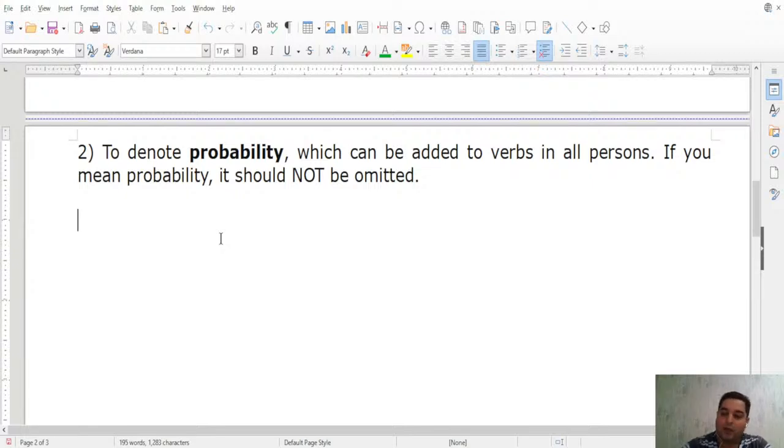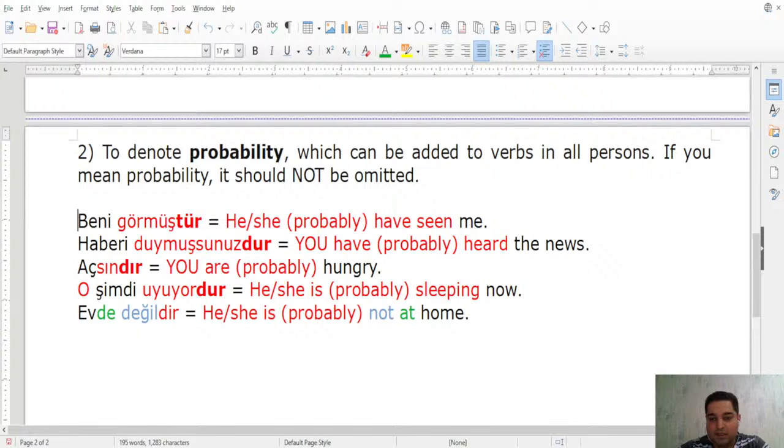Okay, so let me just give you examples. We have 5 examples here. The first one is beni görmüştür, which means he, she probably has seen me, or most probably. Okay, so this has the meaning of probably or most probably. Therefore, I put that in parentheses, just not to translate it directly.